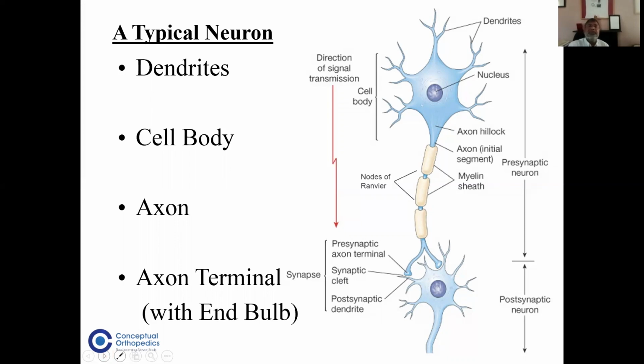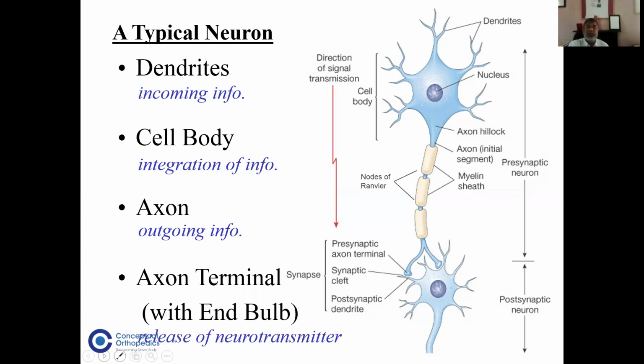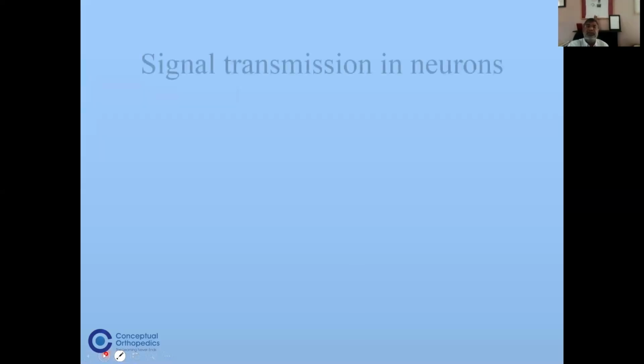consists of dendrites, which are responsible for getting the incoming information. It consists of a cell body, which is for integration of this information, and then the axon, which transmits this information onward, and then the axonal terminal, where the release of neurotransmitter happens. And if it is a muscle, at the neuromuscular junction, then the muscle will contract after that. So that's the normal anatomy of a neuron as far as its physiology or function is concerned.